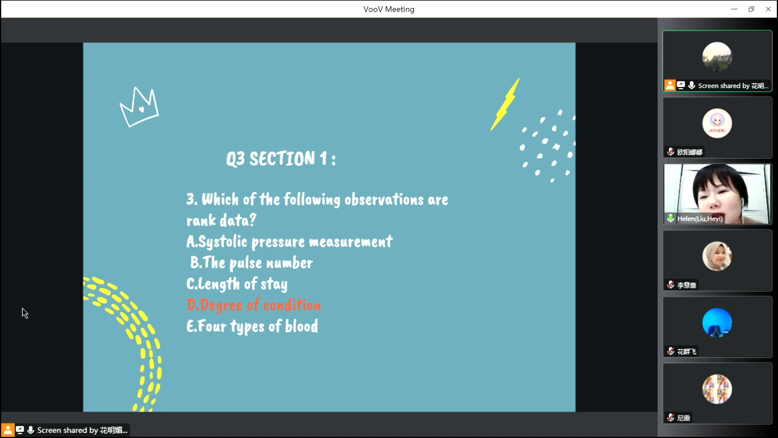Yes, besides D, the other ones, A, B, C are quantitative data because they have a unit and we can measure it by some tool. E is a quantitative data. It's just a type. Yes. Okay, very good. Next.